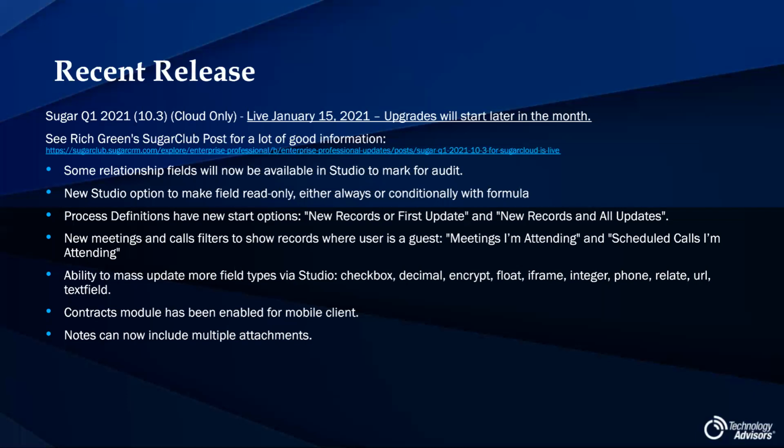They've added the contracts module to the mobile client, so now you can view, edit, and create contracts in mobile. And now notes can include multiple attachments. So you can upload a single note with, let's say, a PDF or 3 PDFs, maybe your contract, your customer support agreement, and an NDA can all be on one note now, making things a little easier to organize.